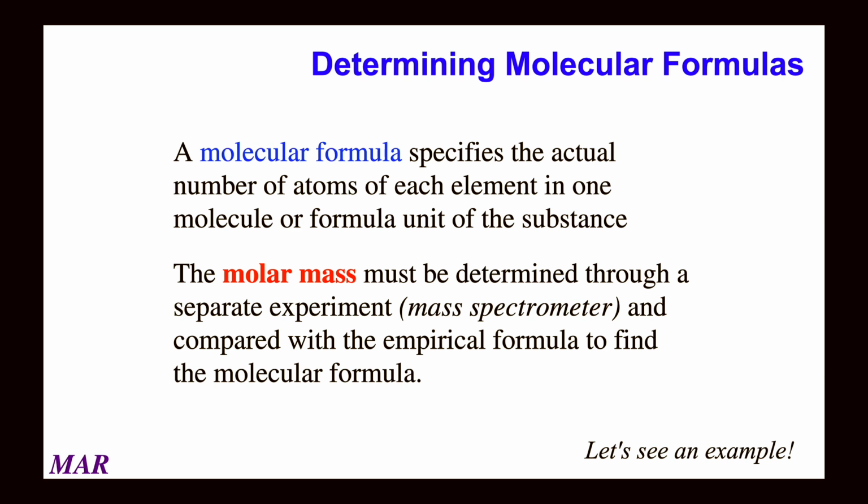You need the molar mass of your compound to find the molecular formula. And there's something called a mass spectrometer, which is actually fairly common in chemistry. It's a way to find the molar mass of your compound. So when you have a compound and you only know the empirical formula, if you throw your compound in the mass spectrometer, you'll get a molar mass value. And you can use the empirical formula and the molar mass to find the molecular formula. Let's see an example of how this works out.